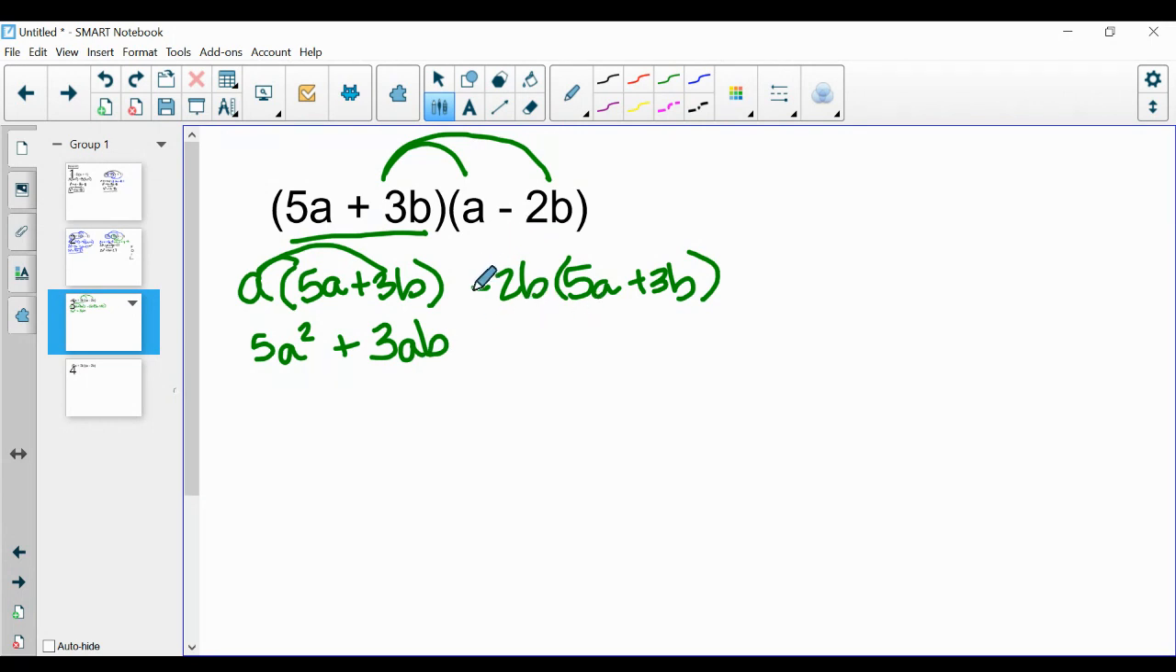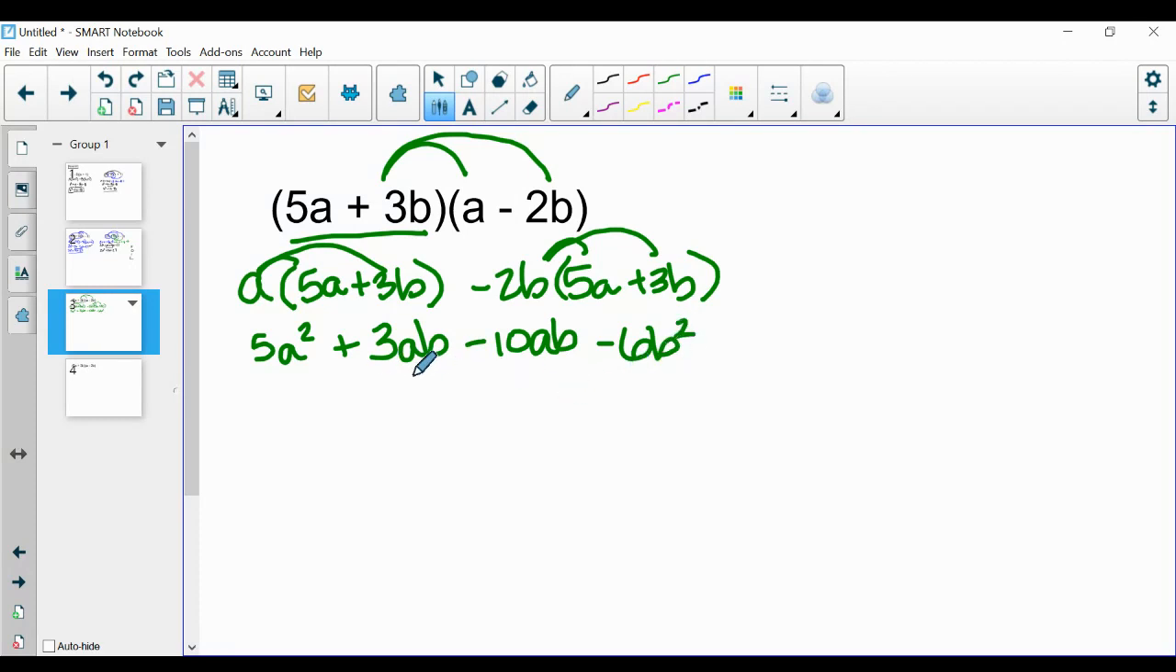Moving over to this one, I'm going to distribute negative 2b to this term and to this term. So negative 2b times 5a. The 5 and the negative 2 go together, so I have negative 10. And then I have an a and a b again, and I'm going to put them in alphabetical order there. So I have AB. So now I have negative 2b times 3b. So my negative 2 times my 3 is negative 6. And then I have a b and a b, which gives me my b squared.